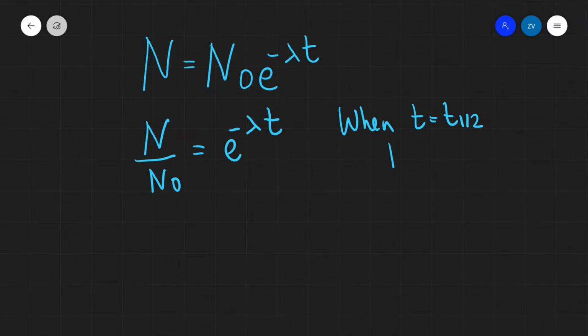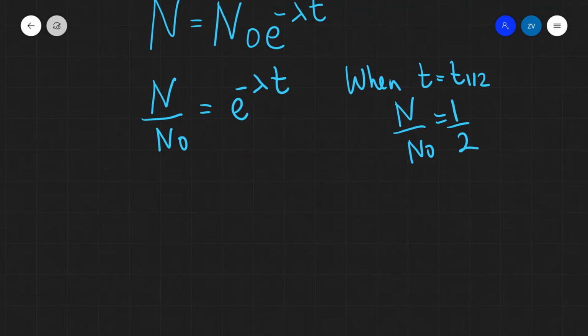This fraction, N over N0, will be equal to a half. So if the original number of particles was 2, then at time t equal to the half-life, the number of particles will be half of that, which is 1. So N over N0 will be equal to a half. So a half will be equal to e to the power of minus lambda t, and I'm going to indicate that this over here is the half-life.